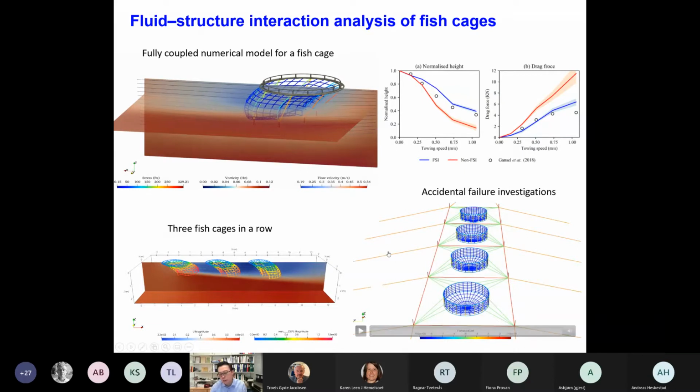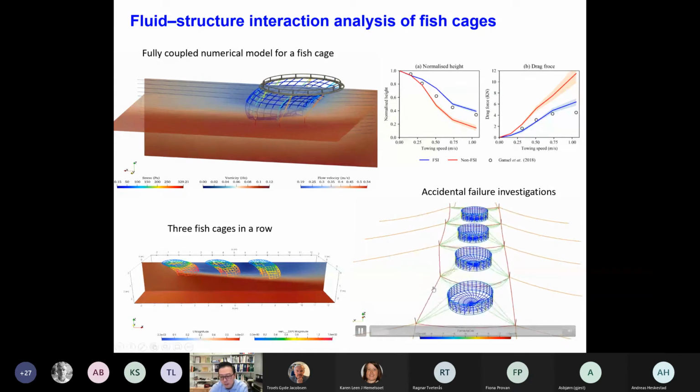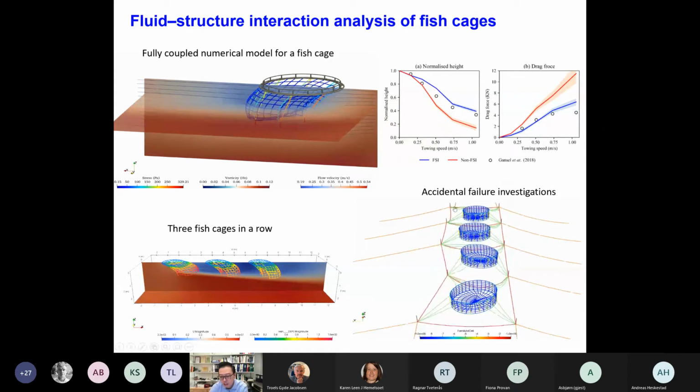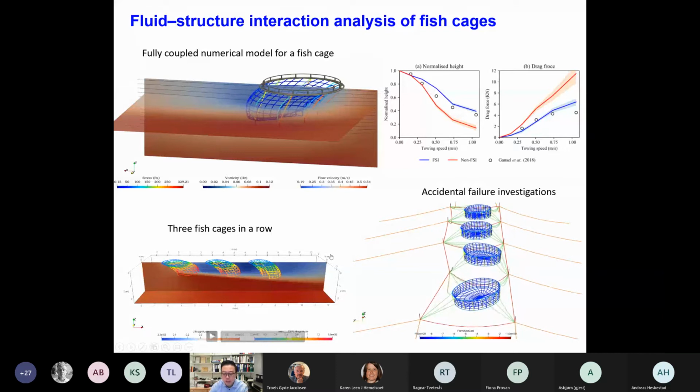And we also can use this open source code for a lot of studies. For example, this one is the mooring line broken and how the fish cage actually responds, all this. So it's a fully coupled model. And we also can switch off OpenFOAM and only use the code to do fast simulations. So yeah.